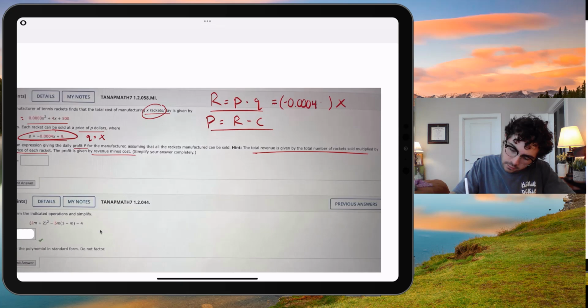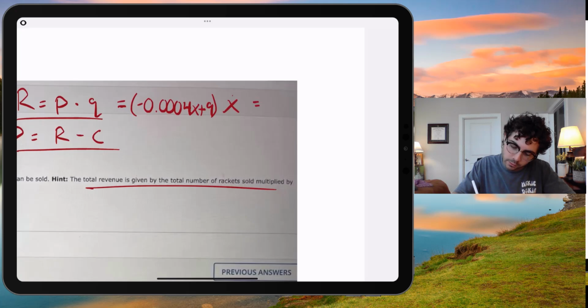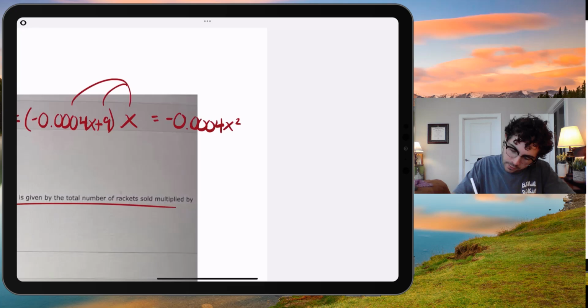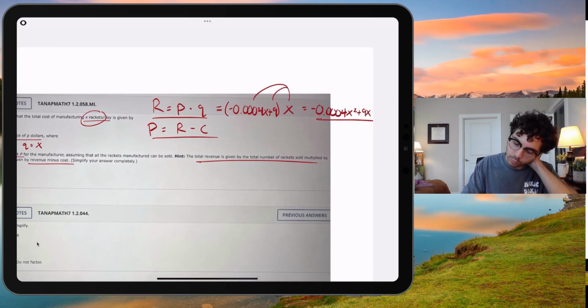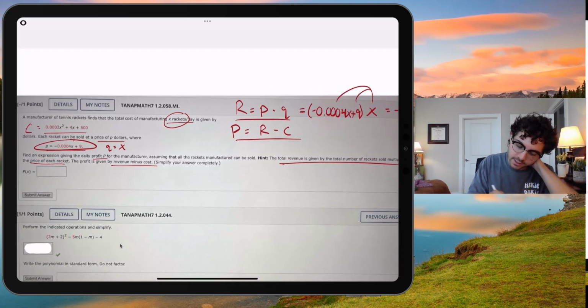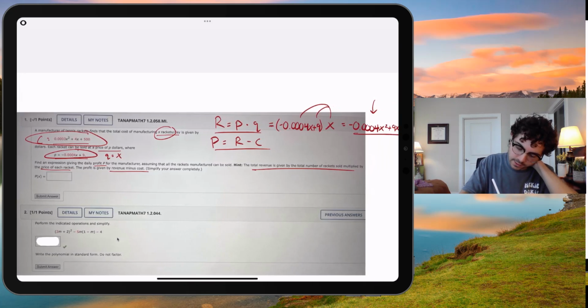0.0004x plus 9. A little jam-packed there, but we are distributing an x here and here. So we have negative 0.0004x squared plus 9x. That is our revenue. Now we need to find profit by doing revenue minus cost, so that is just this revenue minus the given cost right there. So we'll just write this down here.